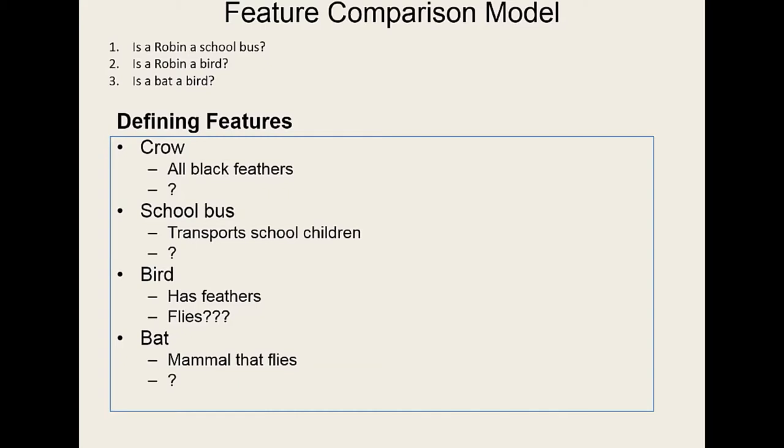Let's think about a few different concepts here. We can ask a person, is a robin a school bus? So obviously no, but that's a way of getting us to think about what are the defining features. So is a robin a school bus?